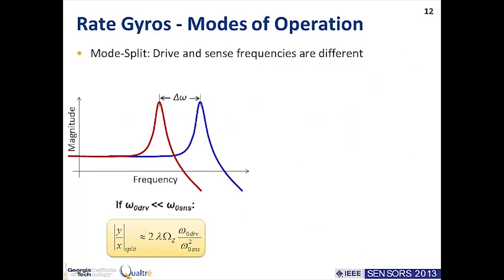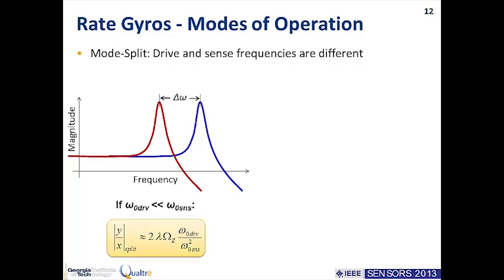So if we, for example, have a gyro that has a drive resonance frequency that is lower than the sense resonance frequency, we usually say that this device is operating in a mode split condition. The modes are not on top of each other. And when we look at that metric of sense displacement per unit of drive displacement, what we notice is that it's obviously proportional to our Coriolis term, and it's inversely proportional to the resonance frequency of the sense mode squared.